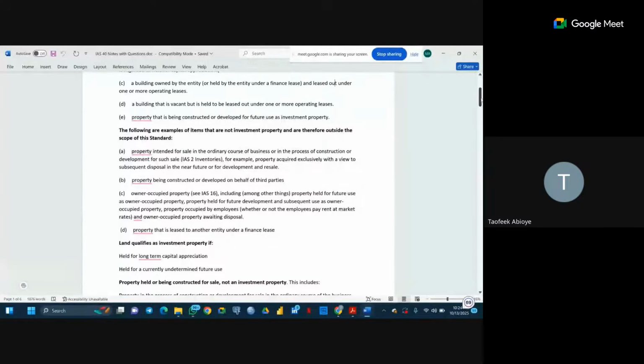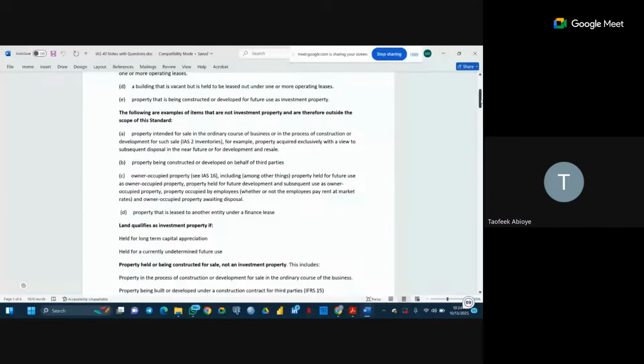So I also gave you an example of some property that cannot be categorized as an investment property: a property intended for sale in the ordinary course of business. I gave you an example of a real estate business. For a real estate company or a developer or a construction company, what they do on day-to-day activities is building of houses and selling it.